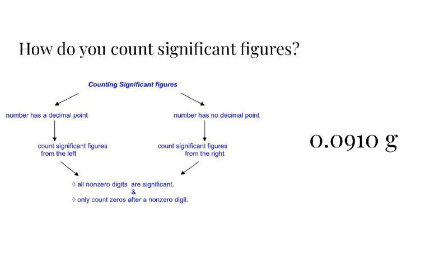0.0910 grams also has a decimal point. So, we count from the left. The first two zeros that we approach are not significant because we haven't counted a non-zero yet. Those are just placeholder zeros, making the measurement small. Then we see the 9, which is significant because it's not a 0. Any number after the 9, including zeros, would be significant. So, this measurement has 3 sig figs.